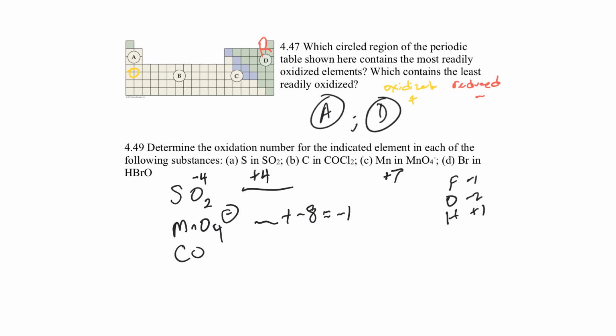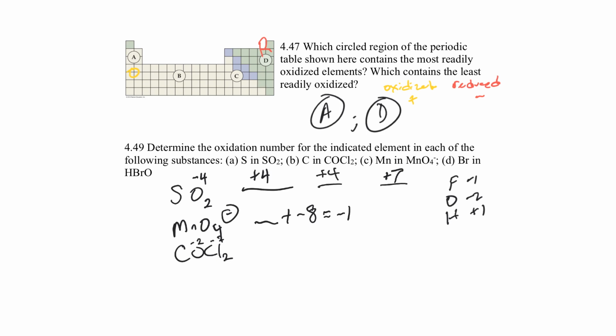Let's go back and do B. I've got COCl2. I know that oxygen is -2. I know chlorine is in group 7. So what do you think it is? It normally would only need to steal 1, so it becomes -1. There are 2 -1s, so this is also -2. And -2 and another -2 plus the carbon equals 0. So I've got -4 and I need a +4. So the carbon is going to be +4.